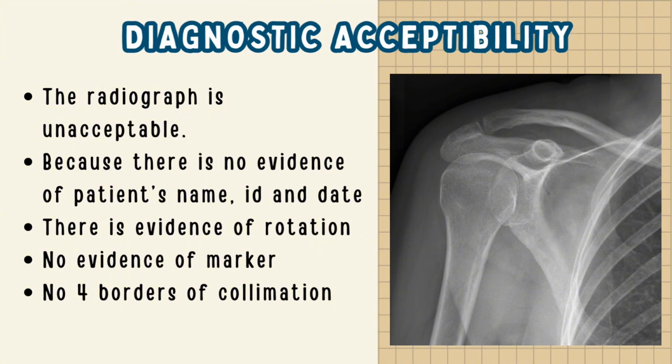Thirdly, there is evidence of rotation which indicates incorrect positioning. This affects the accuracy of the image and may lead to misinterpretation. According to the hierarchy of errors, these issues are considered serious errors that require a repeat examination. Other serious errors include structure cutoff and incorrect exposure as they can affect diagnosis.